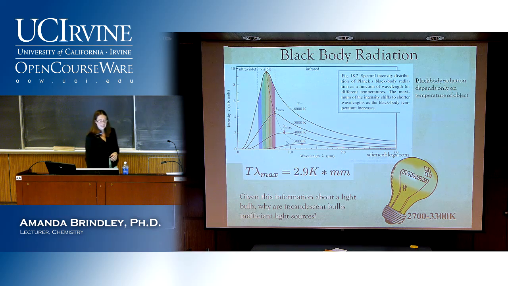And you can see as it gets hotter and hotter, it moves over more and more into the visible wavelength so we can see it. So that's why we're able to see hot things glow, but we aren't able to see things at room temperature glow. Now, if you look at an incandescent light bulb, they have about a 2700 to 3300 temperature range. So given this graph, look at it for a second, why do you think incandescent bulbs are so inefficient? We don't use them anymore because of this.